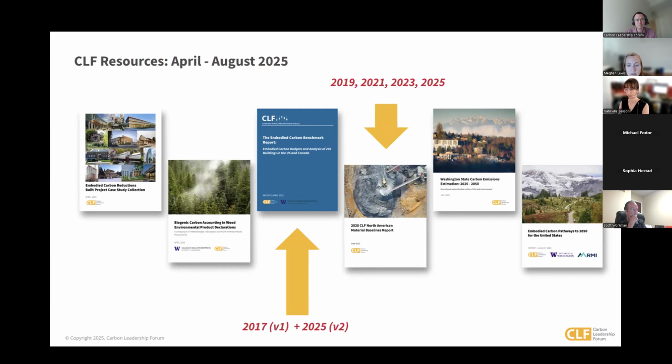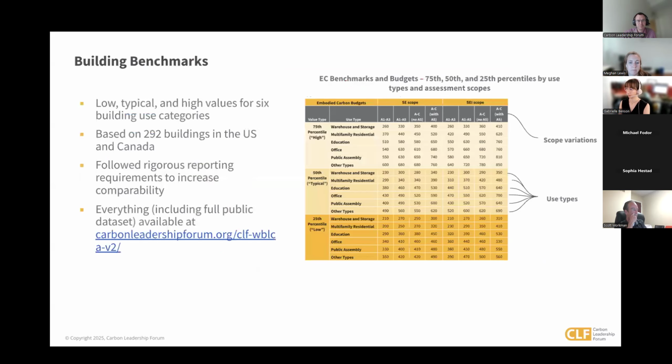And these 2 resources, what I call benchmarks and baselines, are some of CLF's flagship publications. As I mentioned when I was talking about the history of CLF, the first building benchmark study was published in 2017, and then we did a major update in 2025. And this is our 4th version of the material baseline, so we publish that every 2 years. The building benchmark report has low, typical, and high values for 6 building use categories, which you can see here on the right. Again, this is based on buildings in the US and Canada.